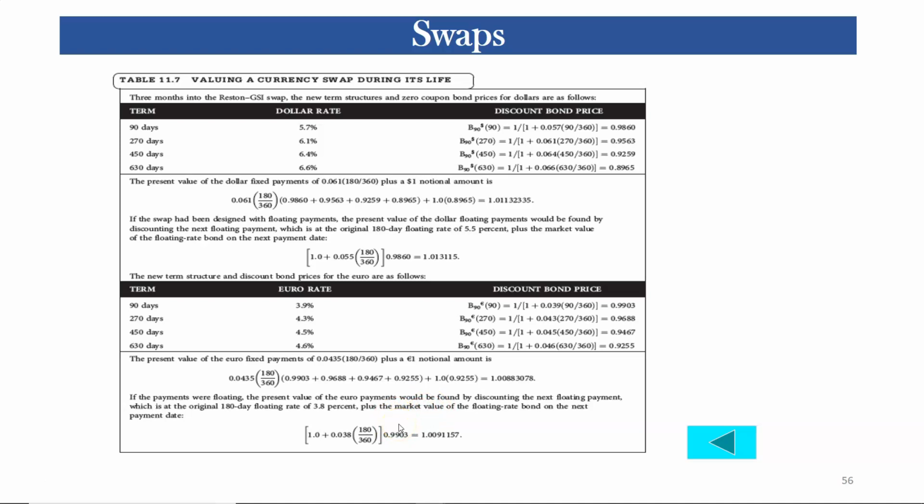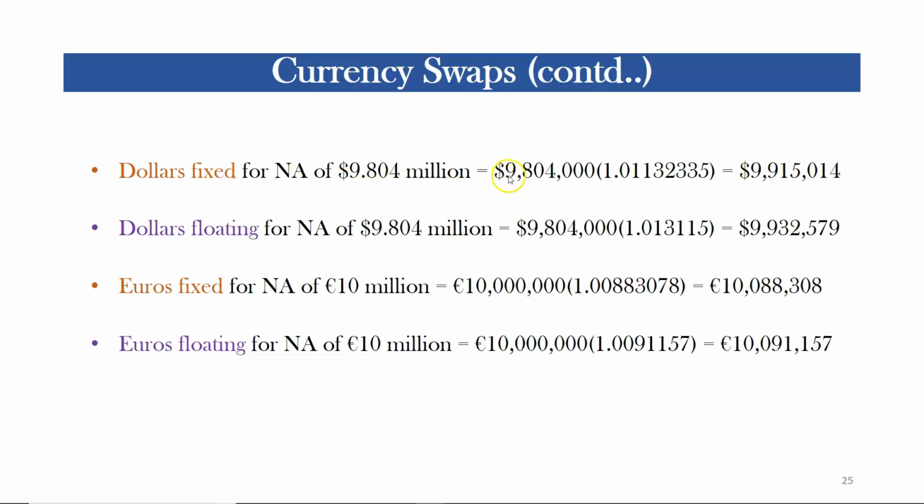We can now use these values to adjust the notional value in each currency and then value currency swaps using the spot fixed rate 90 days into the swap. First, we adjust the notional value of the swap in each currency using the prices of dollar and euro fixed and floating rate bonds that we calculated in table 11.7.